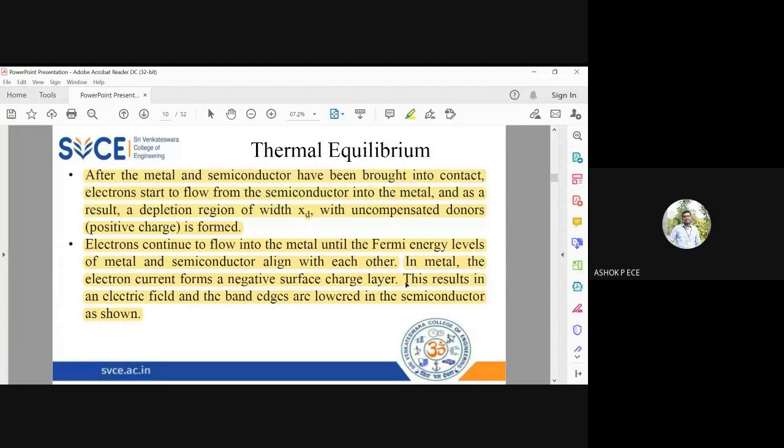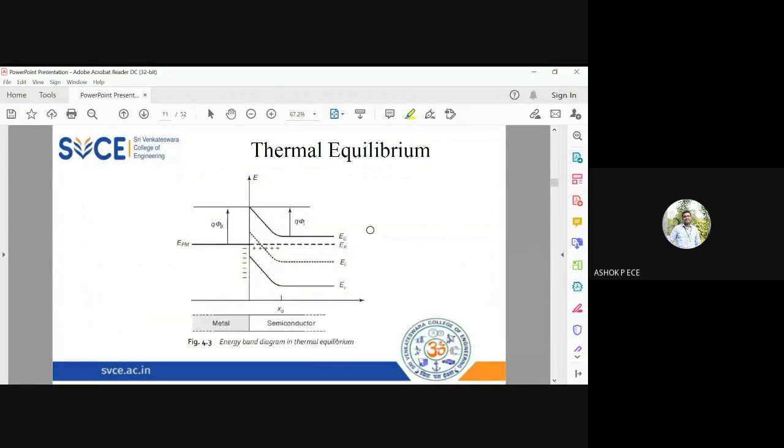And because of the flow of current, you have a strong electric field developed across the device, and that is going to lower the band edges of the metal and semiconductor region. See here, this is the Fermi level of your metal, this is the Fermi level of your semiconductor. Until the Fermi level becomes the same, you have a strong current flow happening across the device, and you can see the band edges are slightly reduced from their actual value because of the strong electric field present across the metal semiconductor junction.